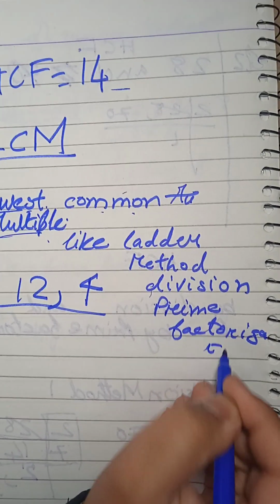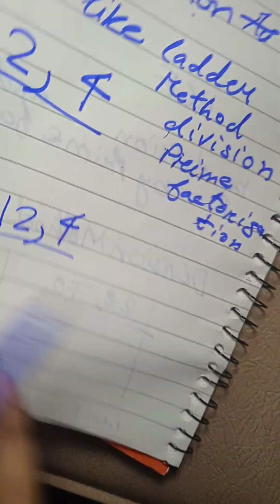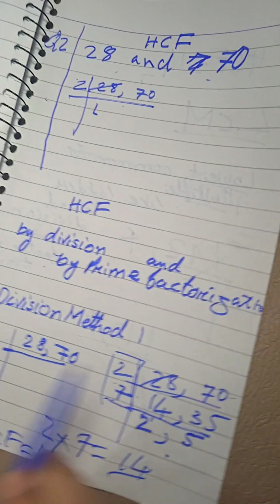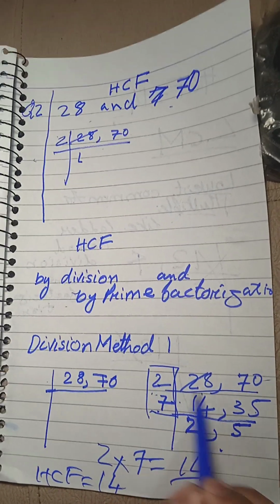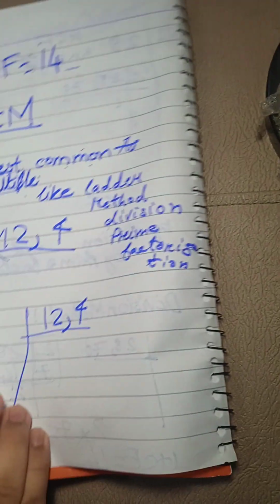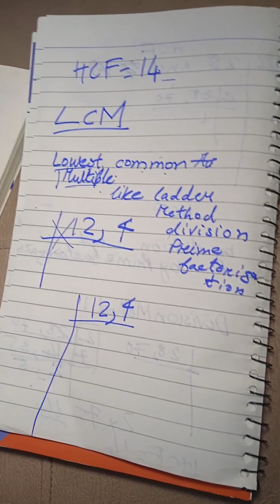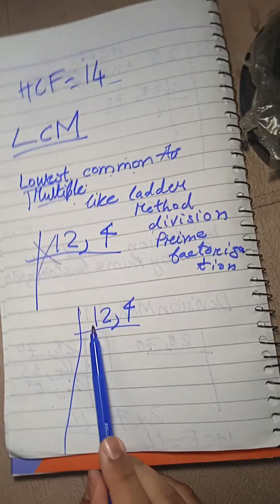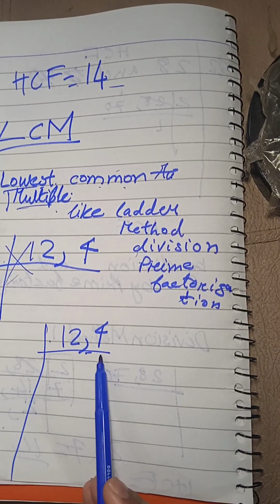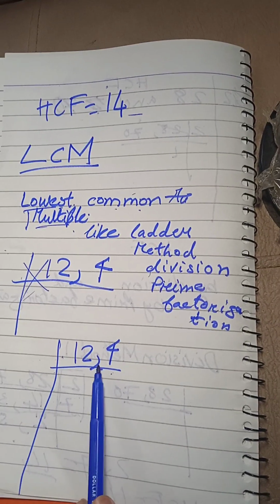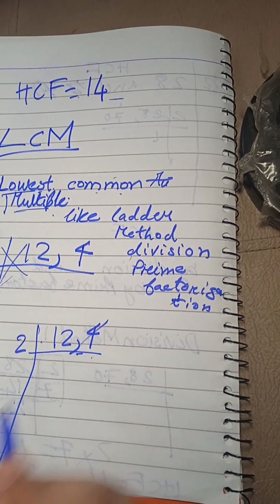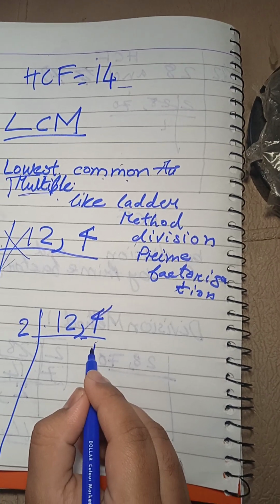In the HCF, we only take the numbers that divide both numbers equally, that divide both numbers wholly. But in the lowest common multiple, we don't have to see that. We have to see the lowest number that can divide either 12 or 4, or both of them. For example, 2. So 2 is the lowest number that can divide both of them.